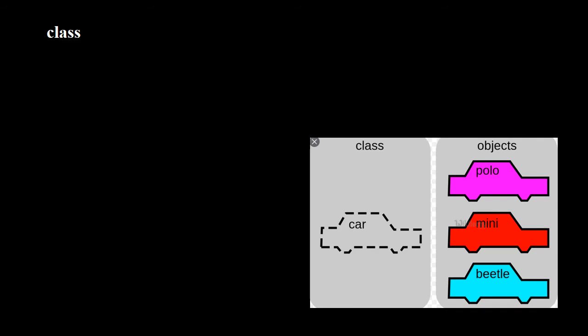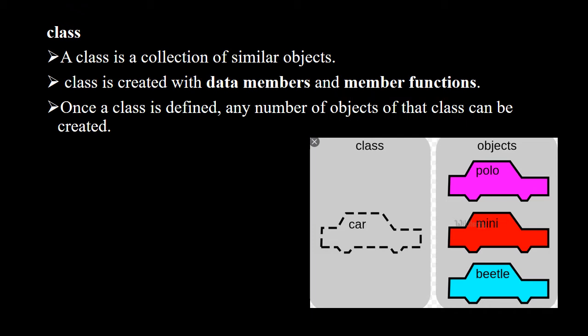The next term is class. A class is a collection of similar objects. For example, fruits. Fruit is a class and its objects are apple, mango, orange, etc. In a program, each class is created with data members and member functions. Once a class is defined, any number of objects of that class can be created. That means the object possesses all the properties of the class to which they belong.